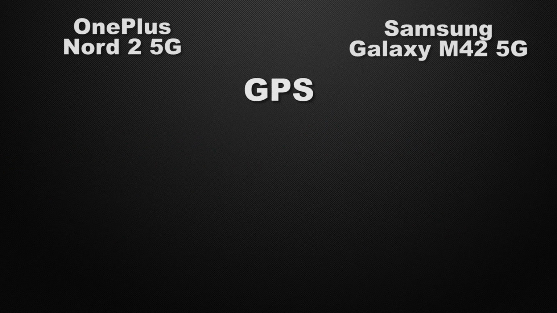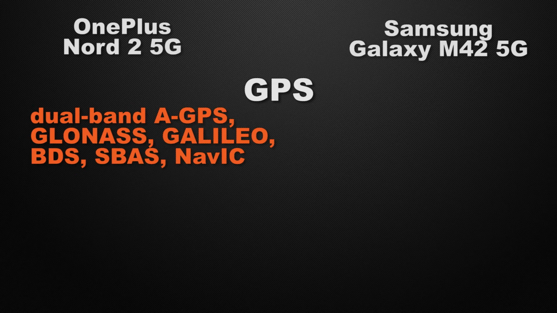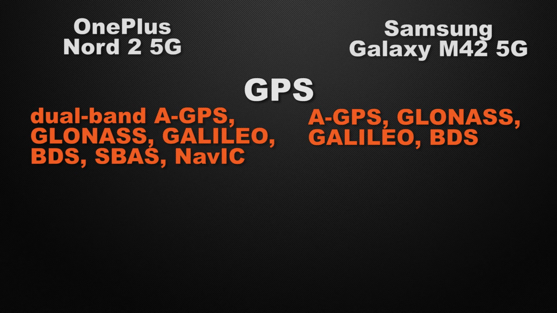Let's talk about the positioning chips in the devices. Nord 2 has dual band A-GPS, GLONASS, Galileo, BDS and other chips, whereas M42 has GLONASS, Galileo and BDS. So the winner here is Nord 2 because it has many chips.